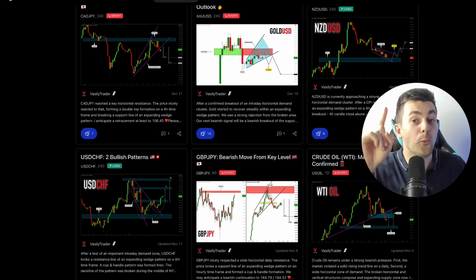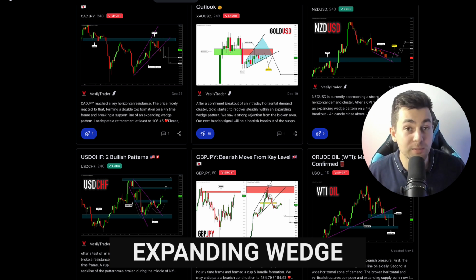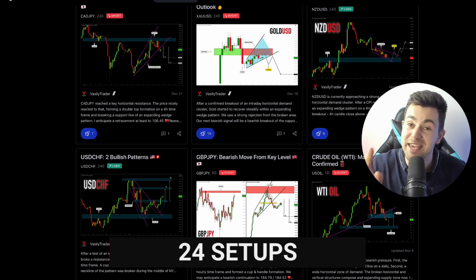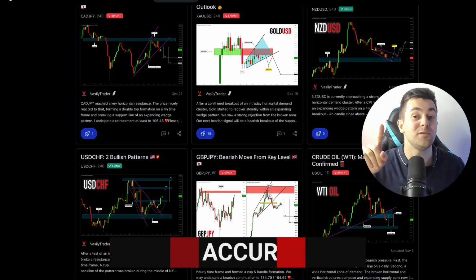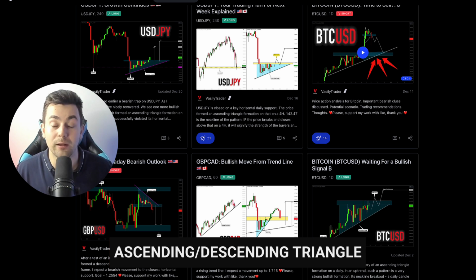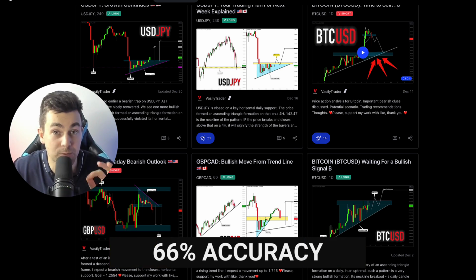Then goes the worst pattern of this year, the expanding wedge. And I spotted 24 setups with the expanding wedge pattern, and the accuracy of that pattern was just 51%. The last but not least is the ascending and descending triangle. And I shared 64 predictions featuring the ascending and descending triangle formation, and the win rate of the pattern is 66%.